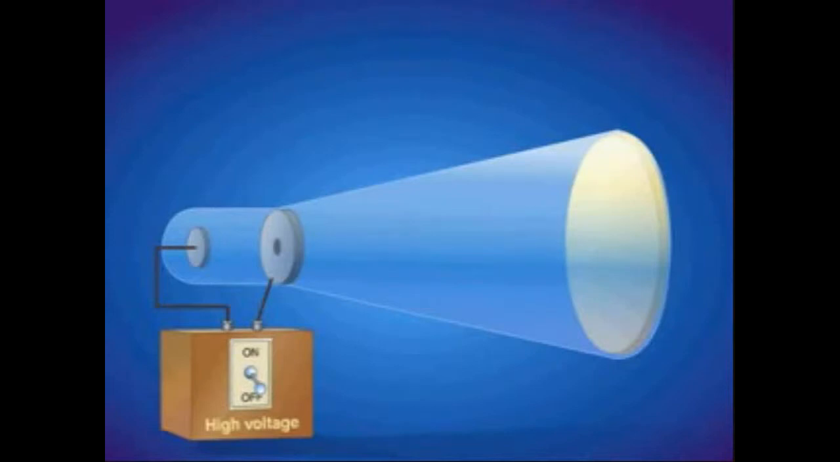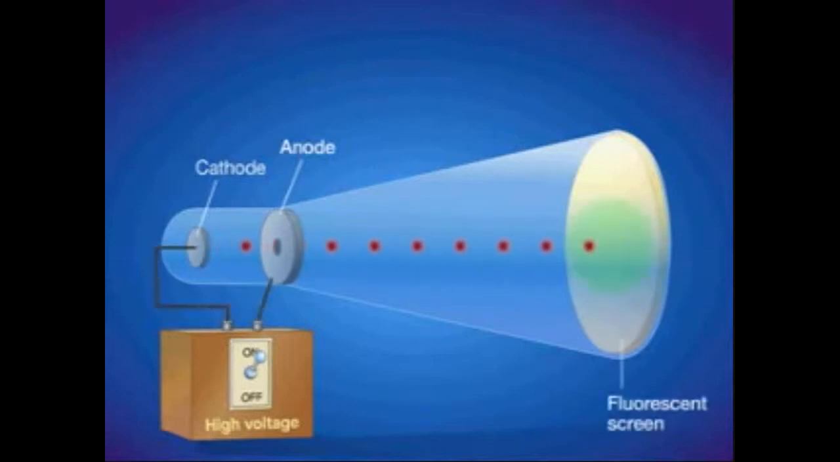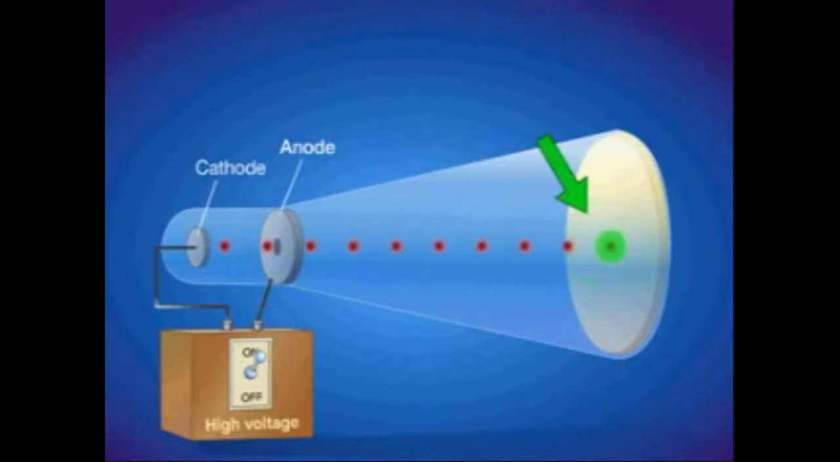When the two metal plates are connected to a high voltage source, the negatively charged plate, called the cathode, emits an invisible ray. The cathode ray is drawn to the positively charged plate, called the anode, where it passes through a hole and continues traveling to the other end of the tube. When the ray strikes the specially coated surface, the cathode ray produces a strong fluorescence, or bright light.